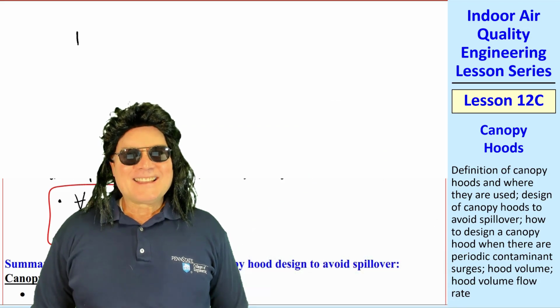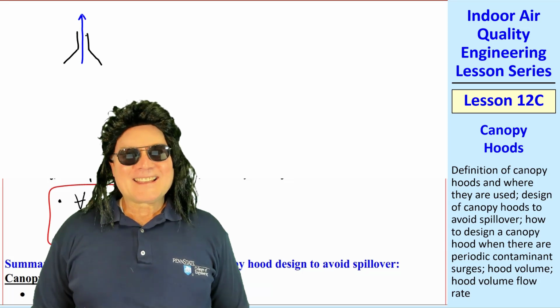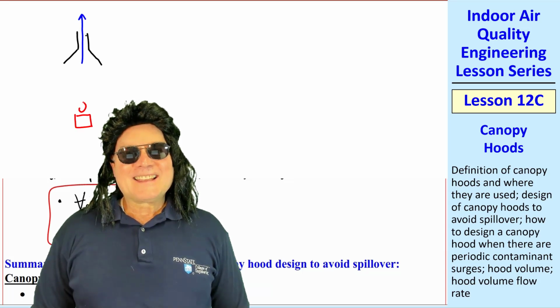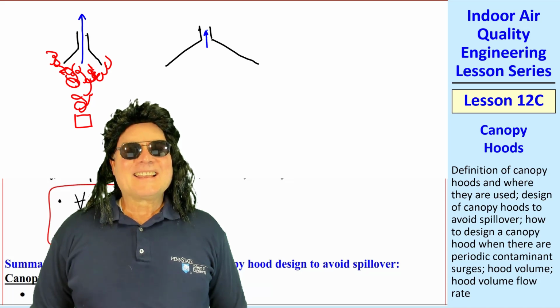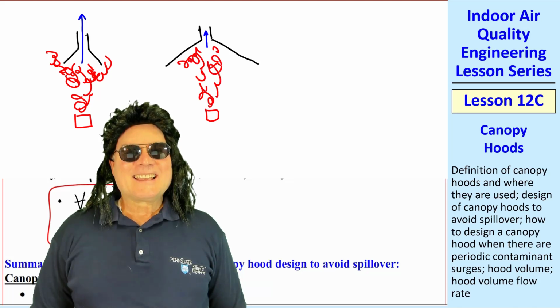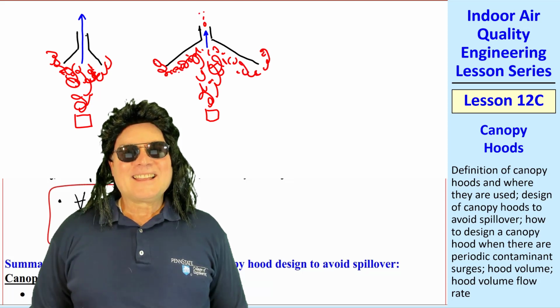Let's look at two extremes. Suppose you have a large flow rate, but a very small hood. During the surge, even though this flow rate is large, the smoke could spill over. Now consider the opposite extreme. You have a very large hood, but a small flow rate. Now the smoke will come up and be gathered inside the hood, but if the flow rate isn't big enough to draw it out in time, you'll still get spillover.